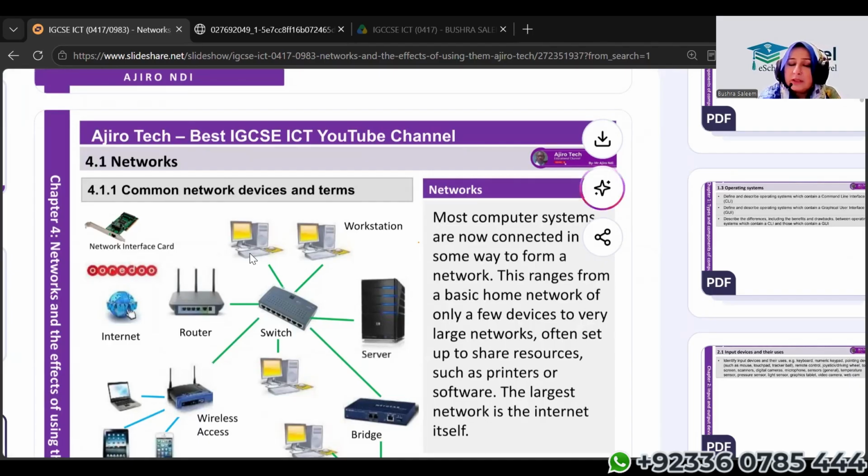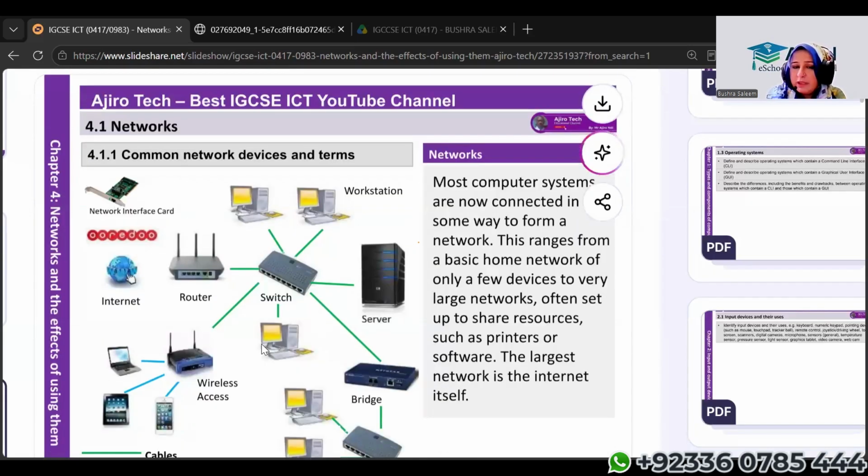What is a NIC? The computer has a NIC card that is fixed on the motherboard. So when we connect the Ethernet cable to the switch, that computer is connected to the network now. By joining the Ethernet cable from the NIC card to the switch, you can connect the device to the network. Now this is the switch. This is one network.